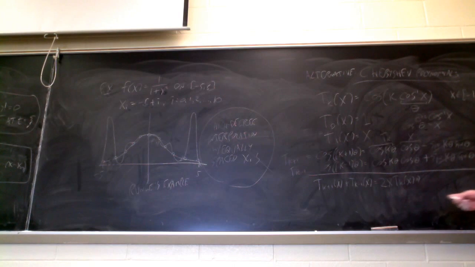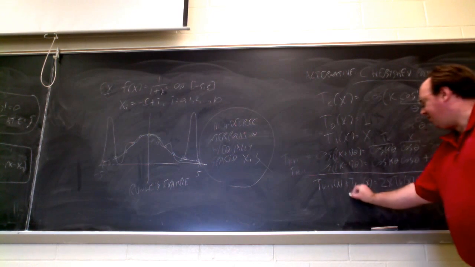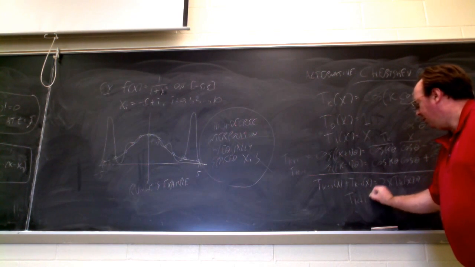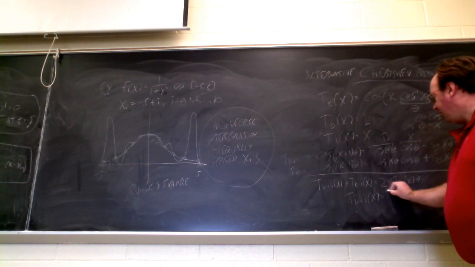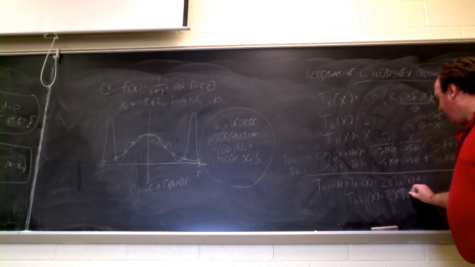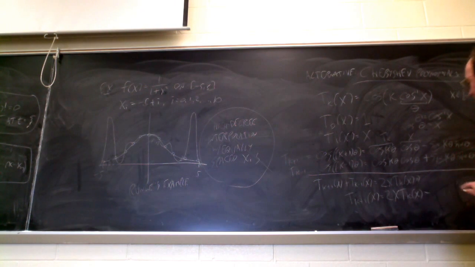So now I can go ahead and rearrange this. I can say that T_{k+1} of x is equal to 2x T_k of x minus T_{k-1} of x. So this is called a 3-term recurrence relation. Each Chebyshev polynomial can be obtained from the previous 2.